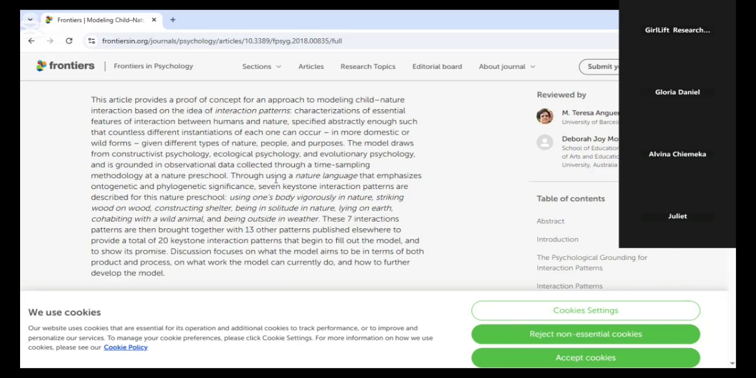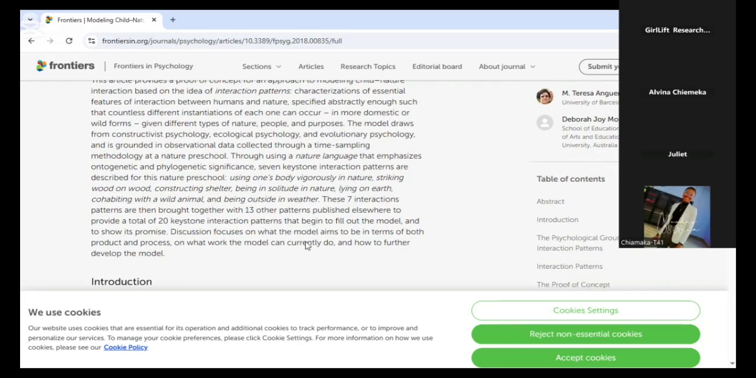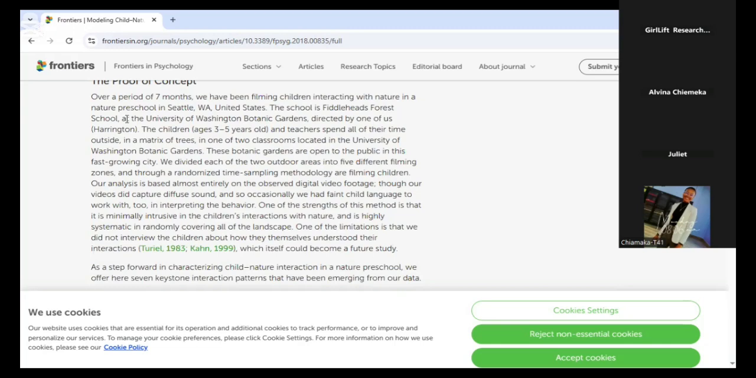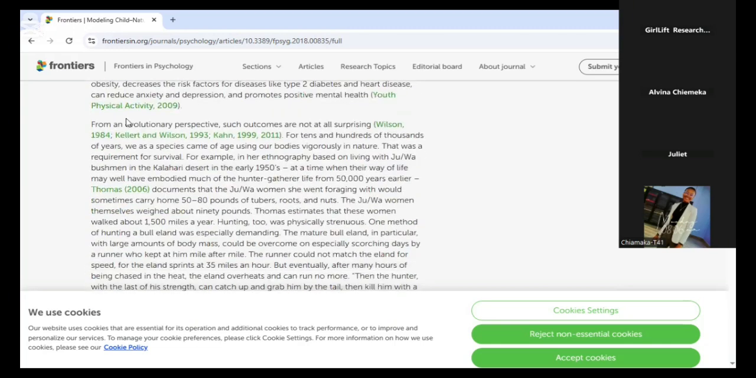That's the objective. So the method, can you look through if you see a method? I think there is a method. I'm seeing observational data collected through a time sampling methodology at the nature preschool. So I think that suggests a method. But yes, they have this method. So you're right, Chamaka. Well done. Well done to you all.